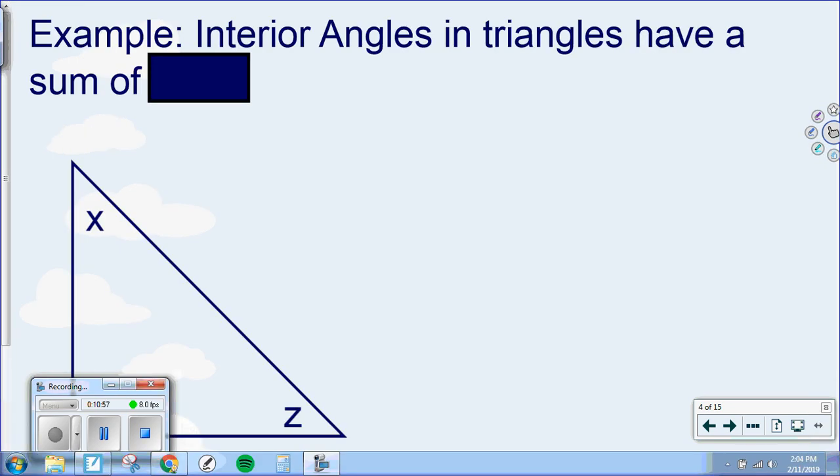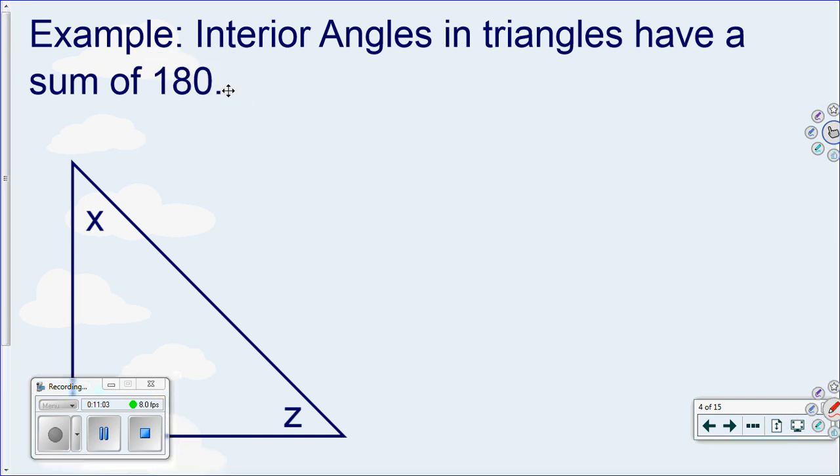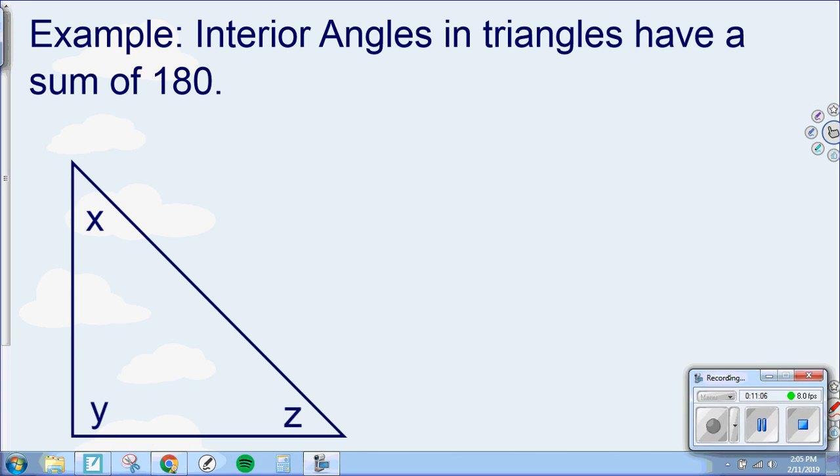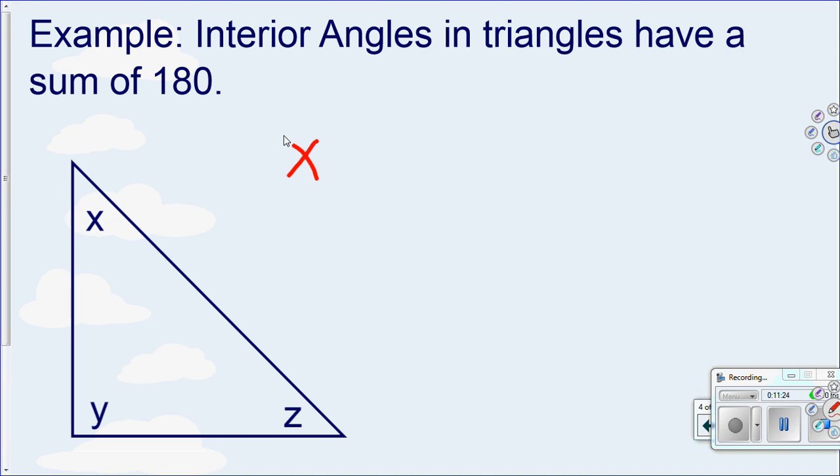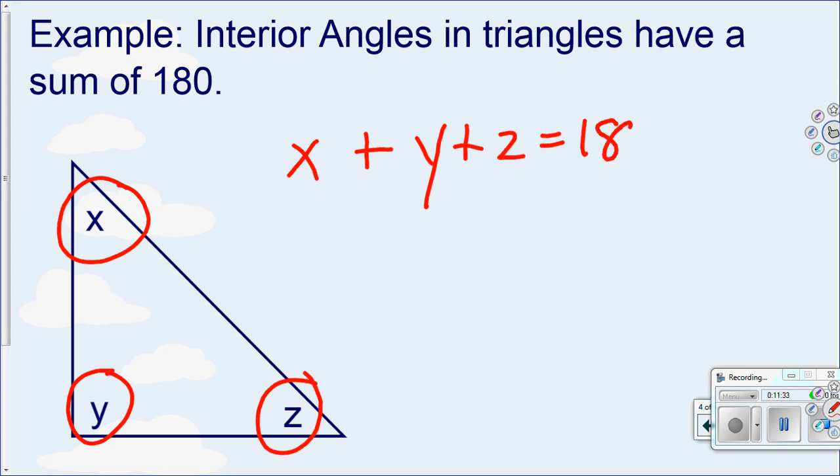Okay, for our first example, it says interior angles in triangles have a sum of, which we already talked about, 180 degrees. Good. So if I was given this triangle and I want to write an equation, what equation would I write? Using this triangle that's up on the board. Good. This angle, which is x, plus y, plus z, is equal to 180 degrees. That is our equation.